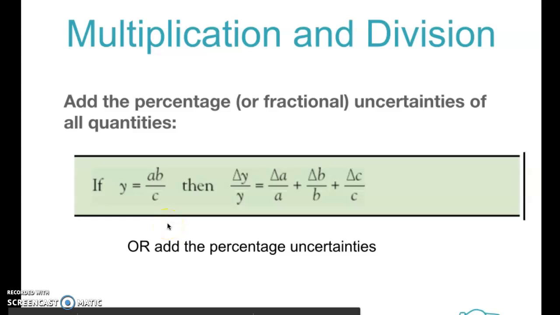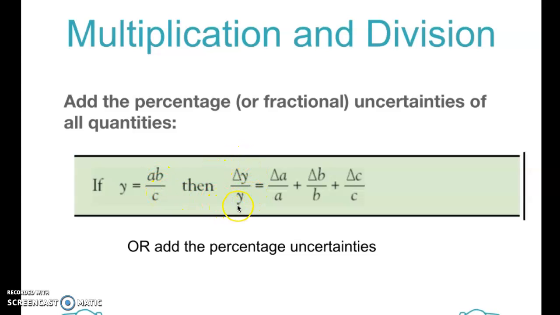Now, the rule is the following. When you are multiplying or dividing quantities, then you must take the fractional uncertainties and add them up. And that will give you the final fractional uncertainty for your result. In terms of the notation, it looks like this. Y equals A times B over C.